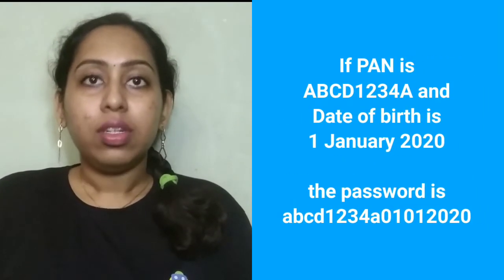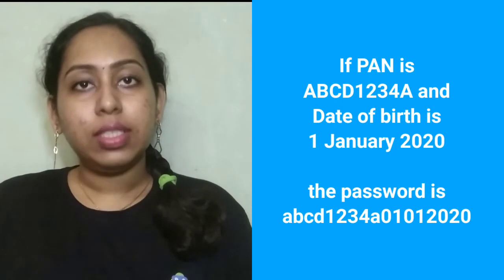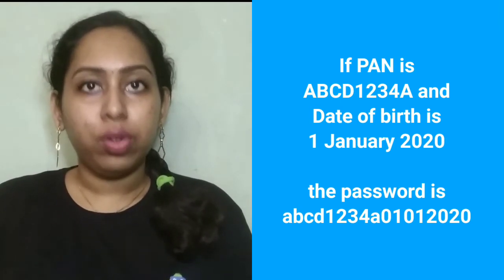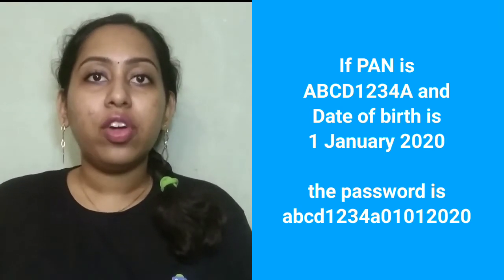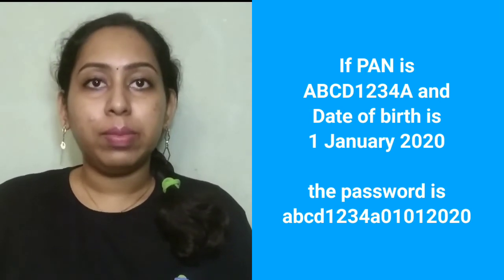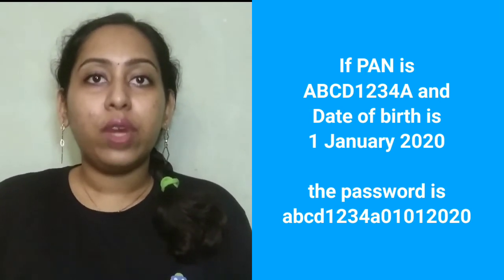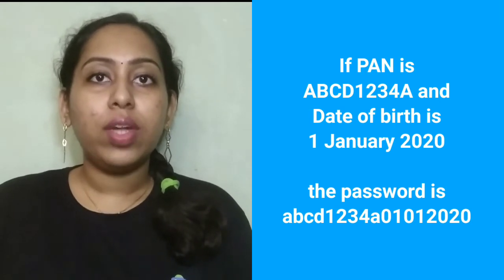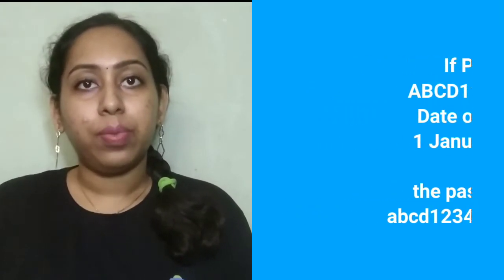For example, if your permanent account number is ABCD1234A and your date of birth is 1 January 2020, then the password will be ABCD1234A01012020. Step 7. Get a printed copy of this document. Step 8. Make a signature on the printed copy of this document with blue ink.